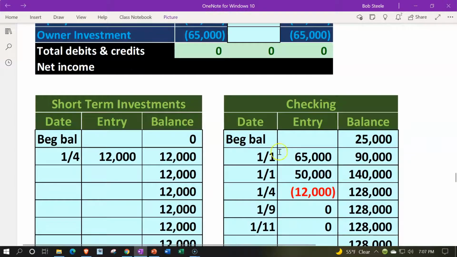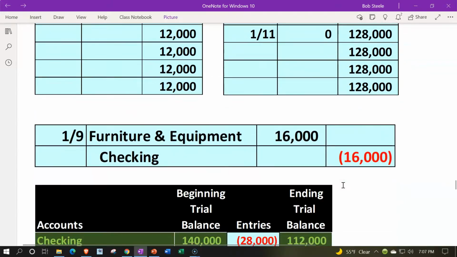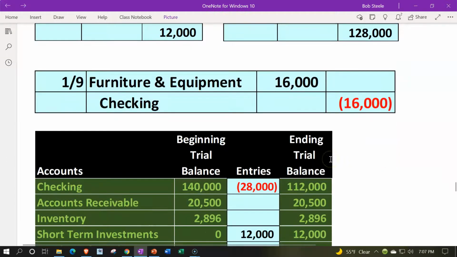If we look at the GL, the short-term investment goes from 0 up to $12,000. We had $25,000 in the checking account. In prior presentations, it went up by $65,500 up to $140,000. Now we decreased it by $12,000 to $128,000. Then we purchased furniture and equipment. From a debit and credit standpoint, that would be a debit to the furniture and equipment asset, and the other side going to the checking account.